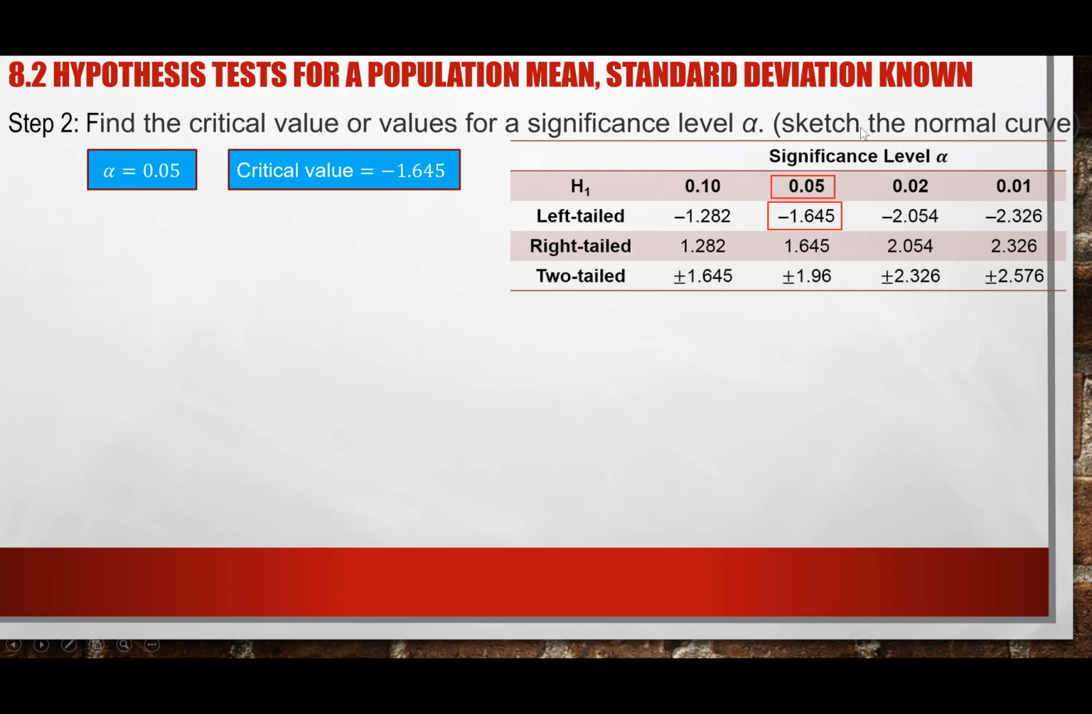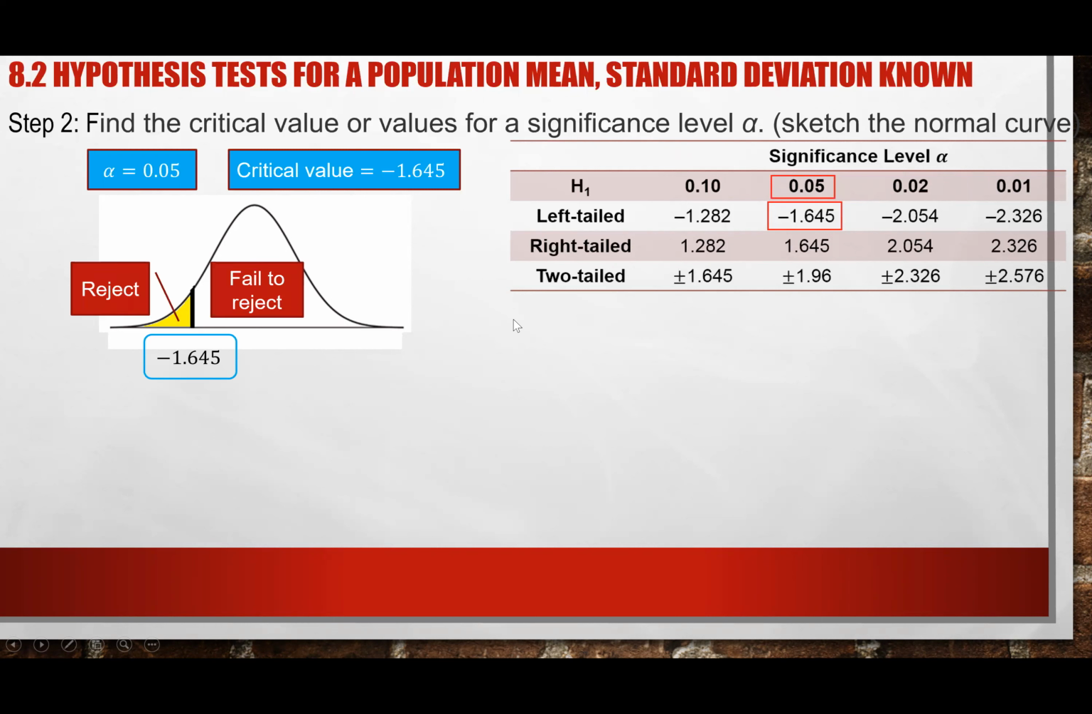Now for step 2, sketch your normal curve. Again, a reminder: this is your normal curve, your symmetric bell-shaped curve, your perfect mountain, right? And this is our critical value. Because it's a left tail test, I draw this line, it doesn't matter where, just draw a line. And because it's a left tail test, shade the area on the left, because this is your reject region on the left and your fail to reject region on the right. That is your critical region. The critical region is the reject region.